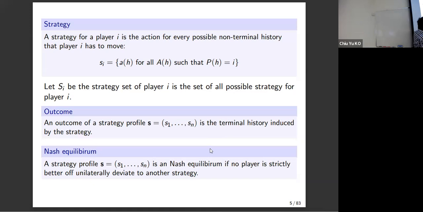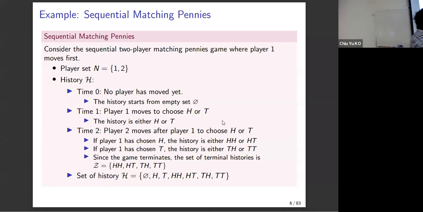But remember, the strategy is more complicated. Okay, we'll give an example, so don't worry. We'll try to tell you what it is. So consider the matching pennies game, the sequential one. Player 1 moves first, so the players are 1 and 2. And player 2 moves after, one after the other.